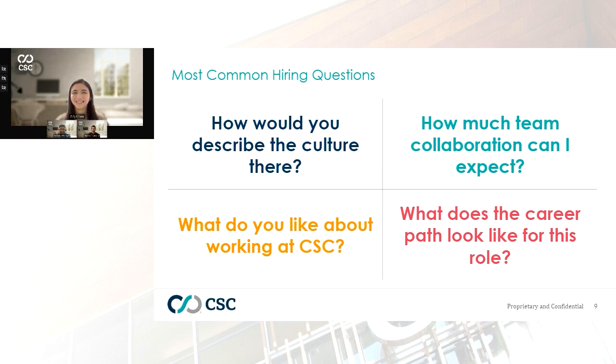Yeah, definitely. Couldn't agree more. 1 plus 1 is greater than 2, and that's one of the core values of the organization. So collaboration plays a vital role in one's career. The third one is, what do you like about working at CSC?